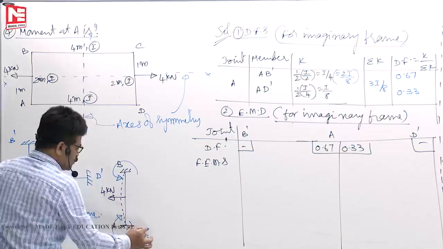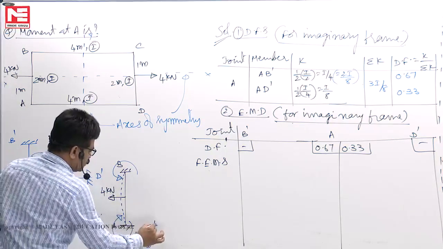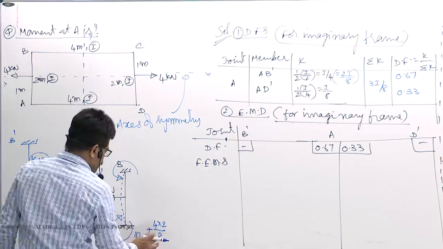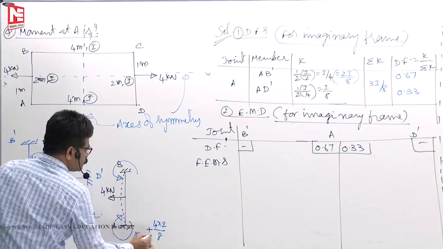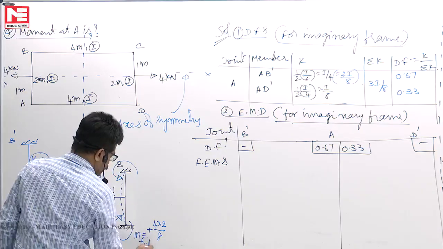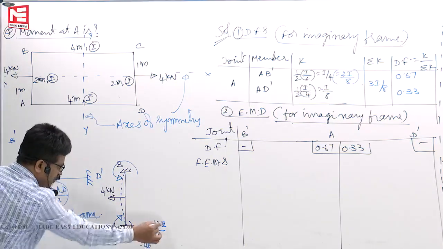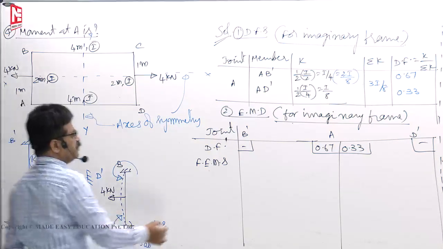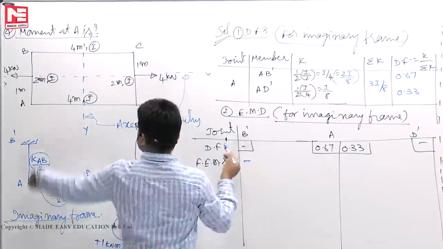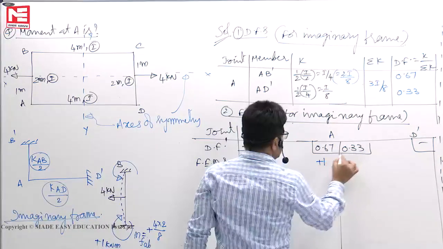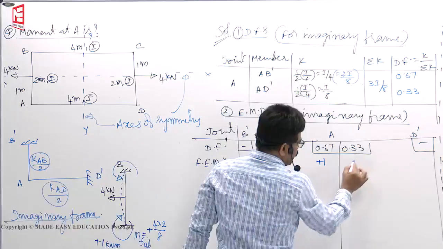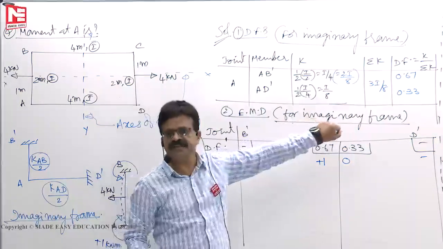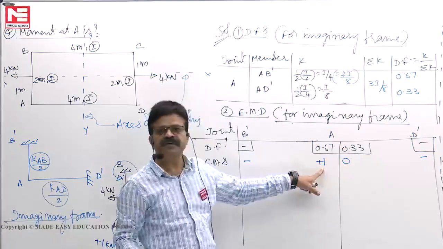So, MFAB is clockwise, so plus WL by 8, 4 into L means 2 by 8. So, you will get MFAB as 1. MFAB is WL by 8, so 8 by 8 means 1 kilonewton meter. So, plus 1 kilonewton meter. B dash we don't write anything. AB dash is plus 1. AD dash, there is no load on the span AD, so 0, nothing. So, to fix or lock joint A, you require plus 1.